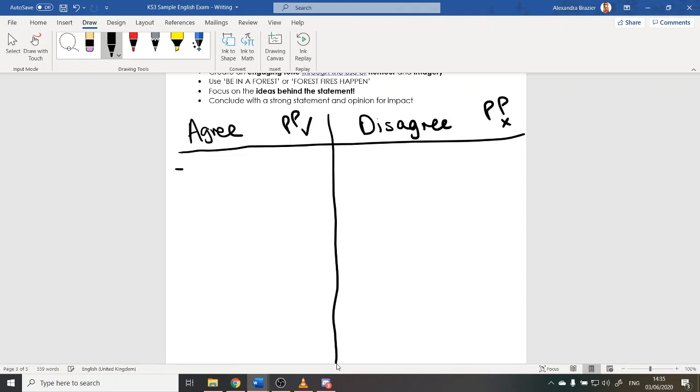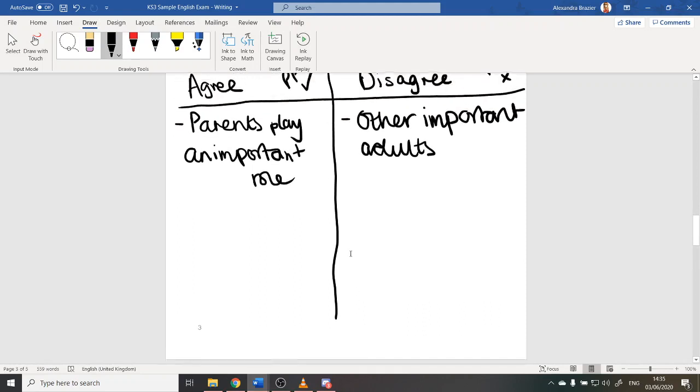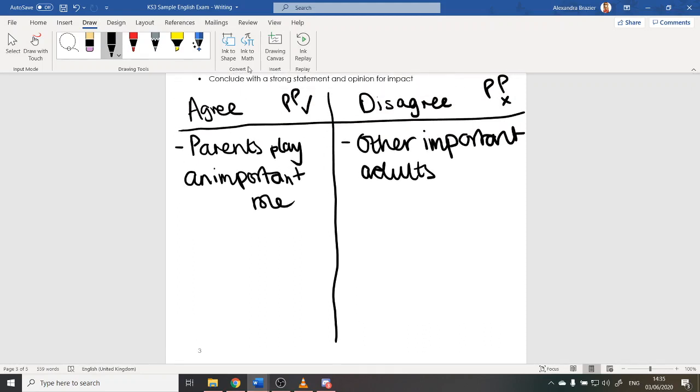Okay, so if we agree, then we would say obviously parents play an important role in a child's life. But also, on the other hand, there are lots of other people and adults who are involved in a child's life as well. So when you do this plan, you want to come up with different ideas that are going to support both sides of the statement and then pick which one you're going to do. And you will want to play these off on one another.